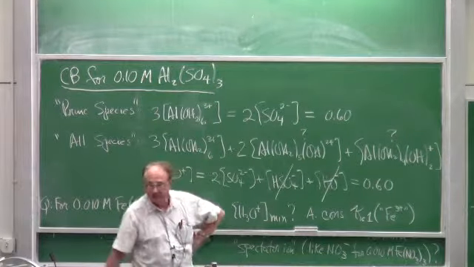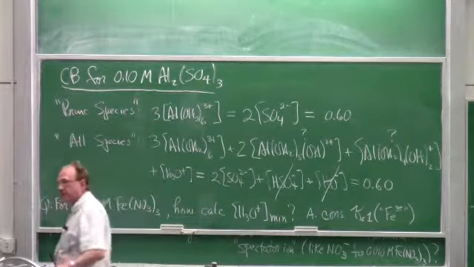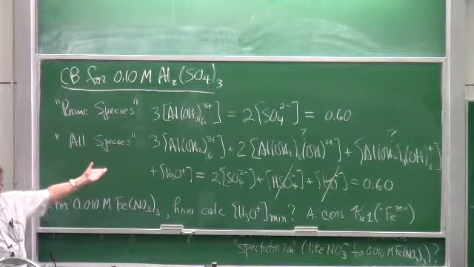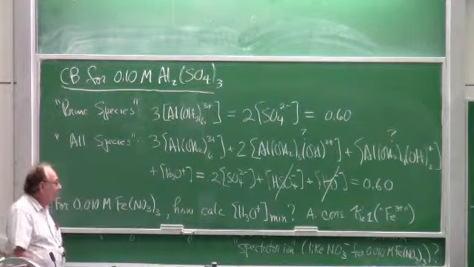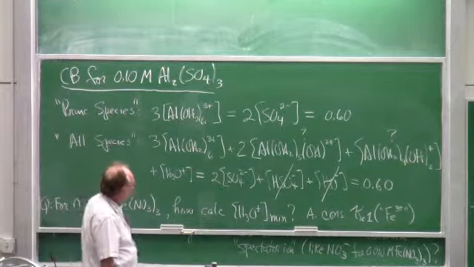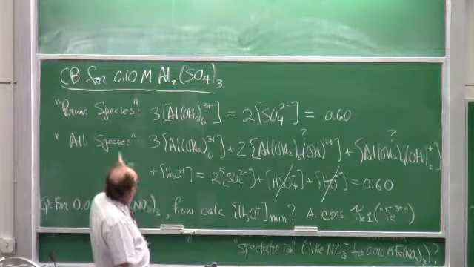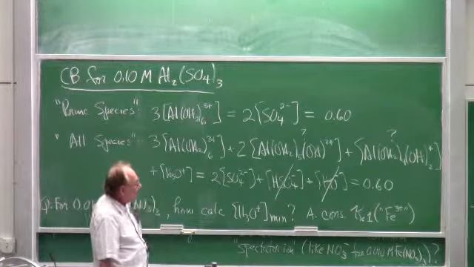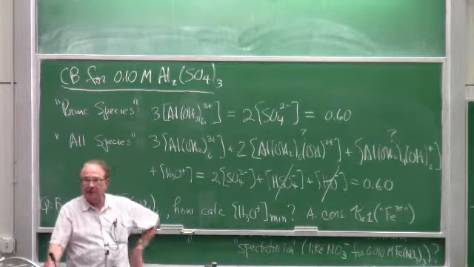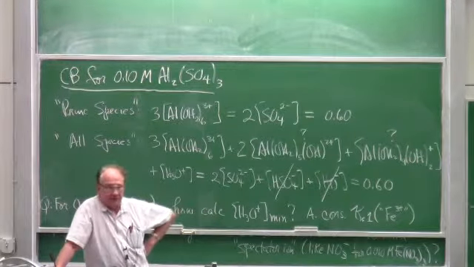And then I asked, can you set this equal to a charge sum? We've already seen why we can do that. And then I said, after you write the all-species charge balance equation, you think it's likely that this equation can be simplified?